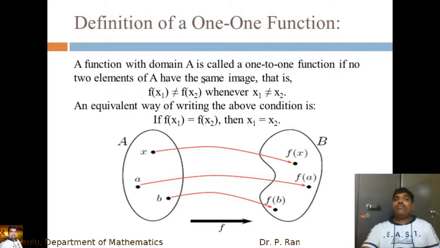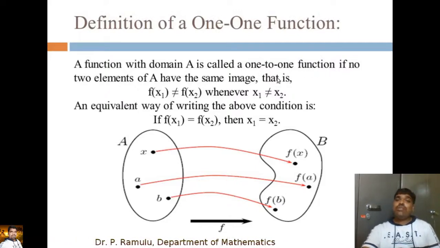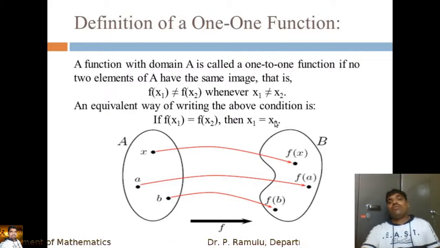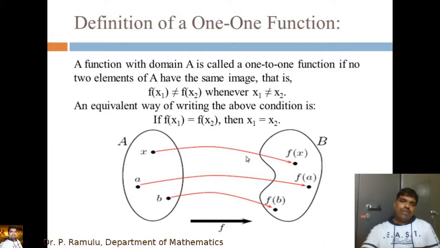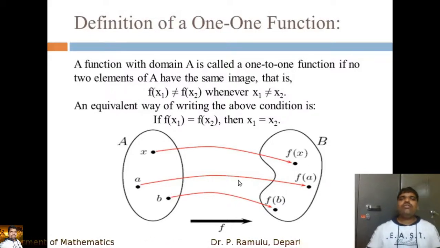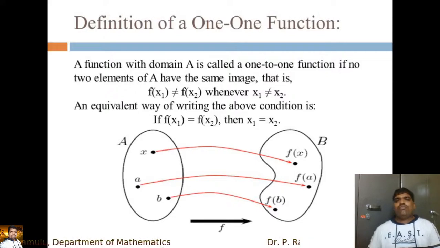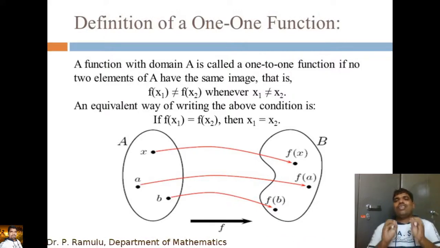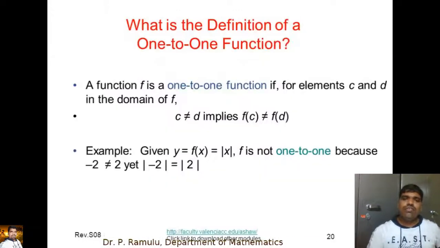A function with domain A is called one-to-one if, when two elements of A have the same image, that is f of x1 equals f of x2, then x1 equals x2. We may use this and this also. That means different elements have different images only. Then only we can say it is a one-to-one function. Simply remember: distinct elements have distinct images.